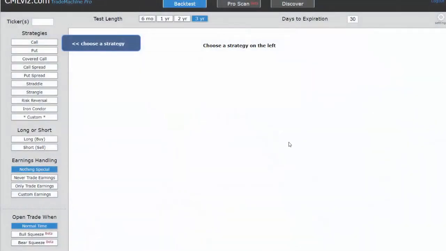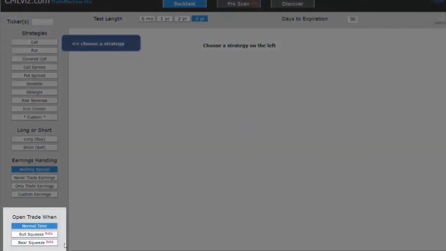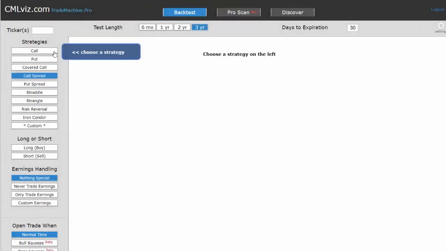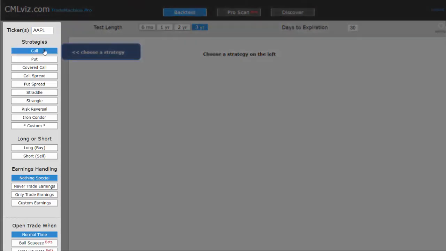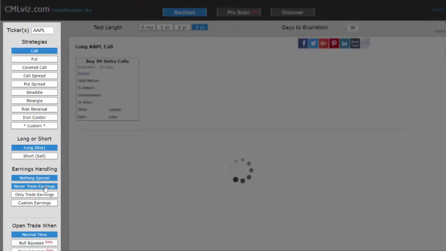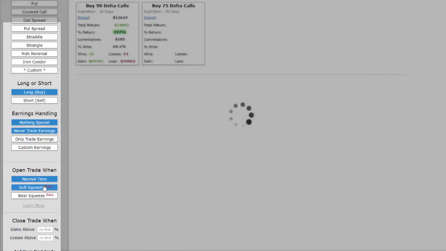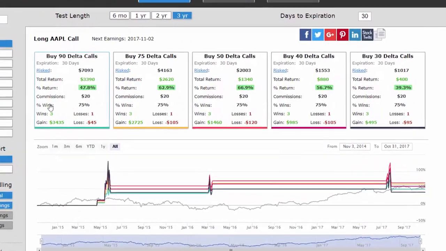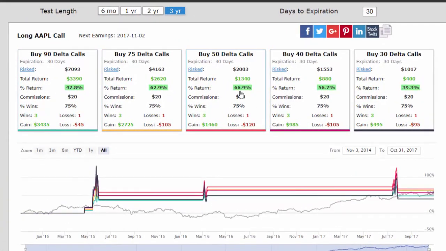And now we're going to discuss the bull squeeze and bear squeeze technical indicators in the CMLviz Pro trade machine. You enter your ticker in the upper left-hand corner, select the strategy you want to test. In this case, we will be looking at owning a call, avoiding earnings during a bull squeeze, and here are the results from left to right, going from in the money to out of the money.